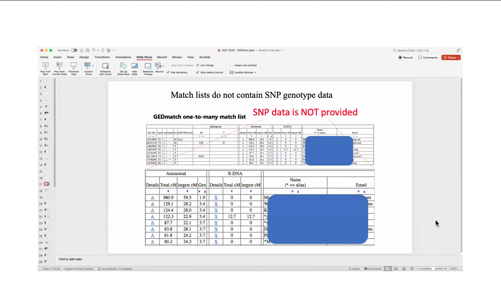But what you don't see in these match lists is any SNP data. Your actual genetic information is protected. The only thing that's released is your matches and how closely you are related to each of those matches. And then also it's blocked here so you can't see it. The email address or the email alias of the donor is provided, and this is the information that the genealogists use to begin to conduct their research.